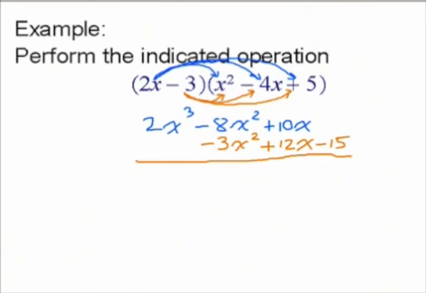And our final answer is going to be 2x cubed, a negative 8 and a negative 3, and they're both x squares. That'll be a negative 11x squared. Positive 10 and positive 12 will be a positive 22. The variable for both is x. And then finally, minus 15. And that would be our solution to the product of these two polynomials.